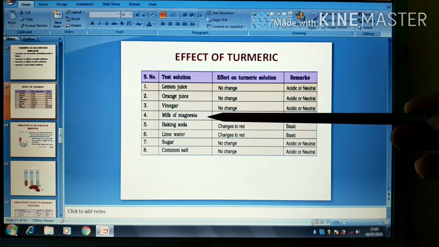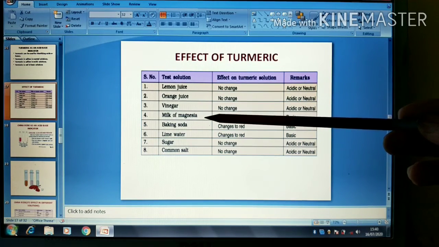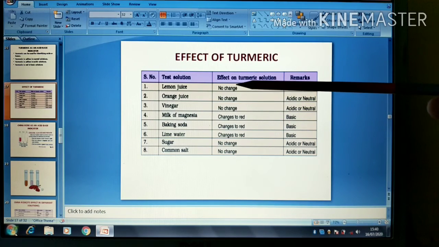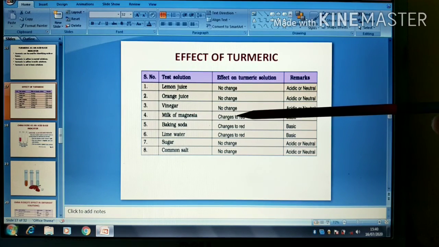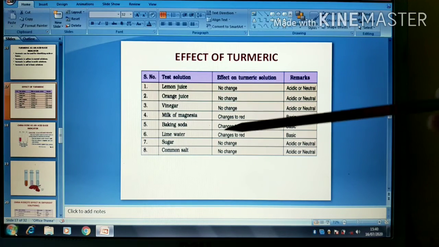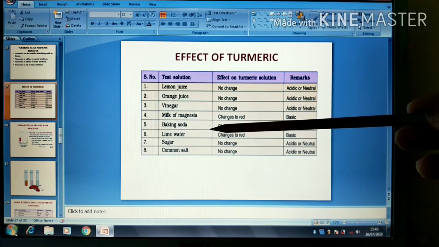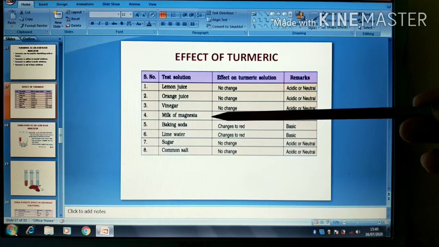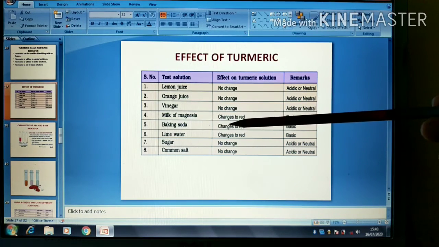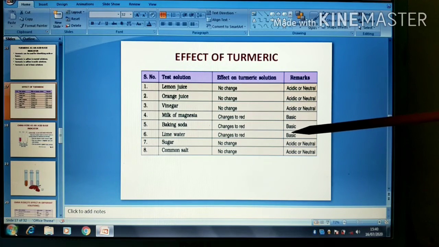Milk of magnesia, that is magnesium hydroxide, is a very strong base, and turmeric solution in milk of magnesia or magnesium hydroxide changes to red color. So we can say that it is a basic solution. Baking soda is NaHCO3, sodium hydrogen carbonate. So turmeric in baking soda also changes to red. We'll say it is a basic solution.